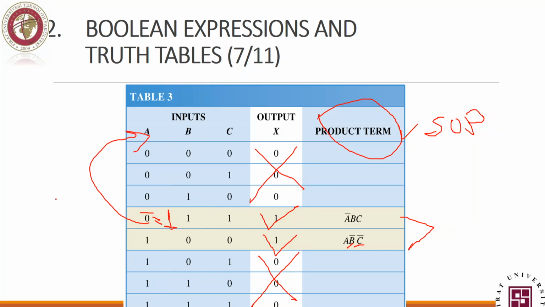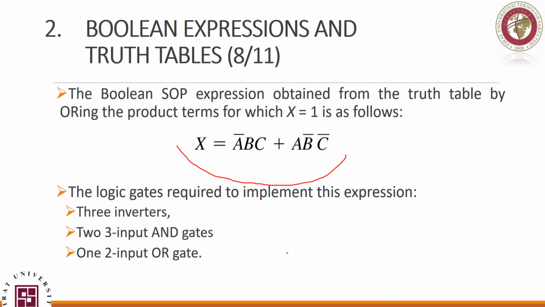Okay? That's what I did. Again, here one is fine, you don't have to complement anything. Zero, it belongs to B. I complement its variable, B bar. Zero belongs to C. I complement its variable, C bar. Sum them up, that's the output.